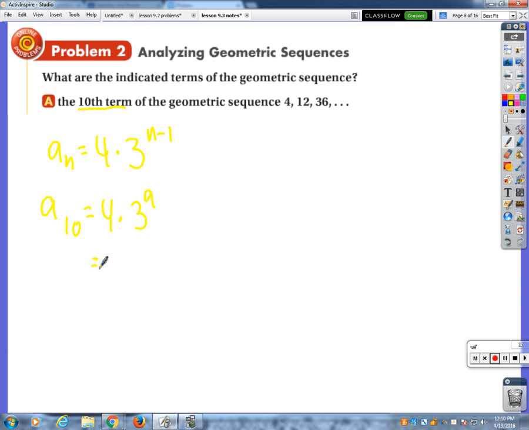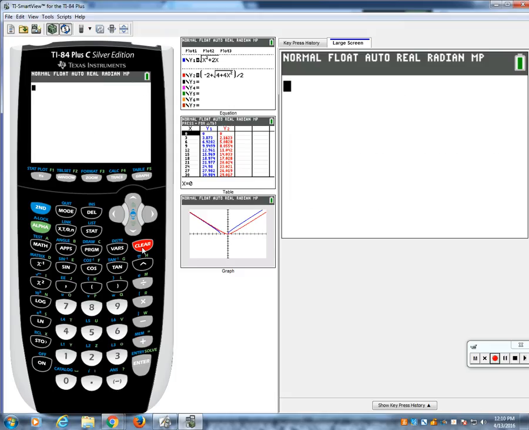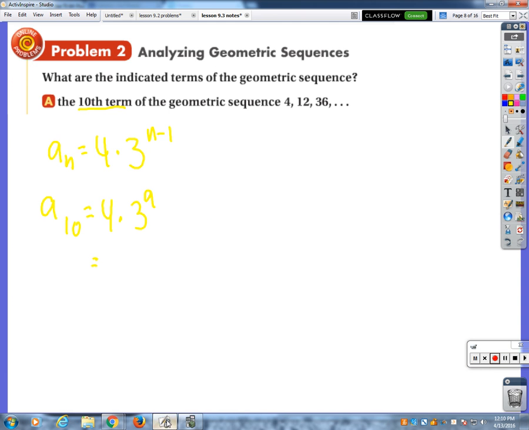And Colin was correct, that's a lot to do in your head. So let's have the calculator do that for us. 4 times 3 to the 9th power means that the 10th term would be 78,732. Okay? So you guys see how to use the formula? Yep. Okay, so you know how to identify whether it is a geometric sequence or not. You know how to use the formula.